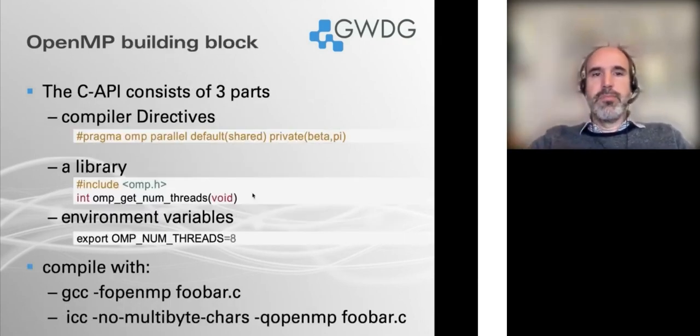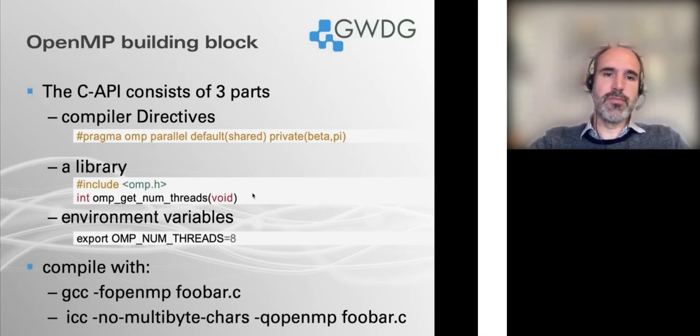So the OpenMP building block, I would say, consists of 3 parts. And again, here I talk mainly about C code. Later on, there's one example about Fortran code, but nevertheless, at the end, it all looks pretty similar. In order to use OpenMP, you need to have directives. That's the first part here.